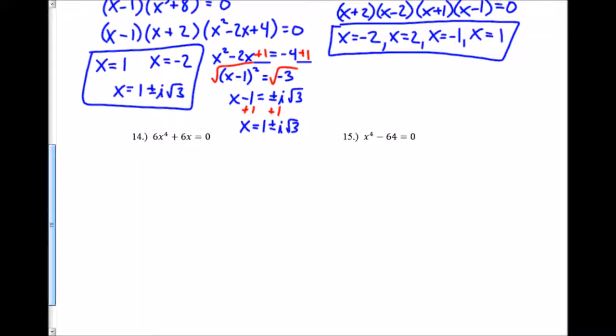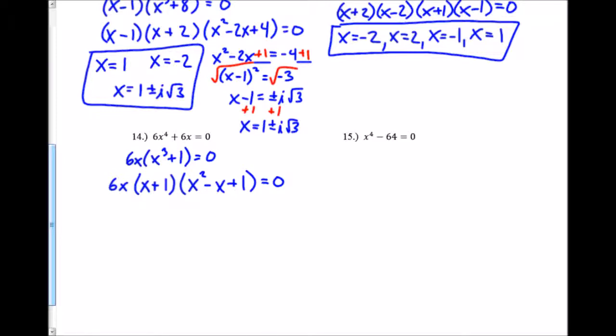Number 14, the first thing I would do is factor out the greatest common factor. And I factor out the 6x. That leaves me with an x cubed plus 1. And then from here, I've got a sum of cubes, which factors into a binomial and a trinomial. This sign is the same. This one's the opposite. This one's always a plus. So I've got an x and a 1. I square it to get an x squared. I square this to get a 1. The middle term is the x.